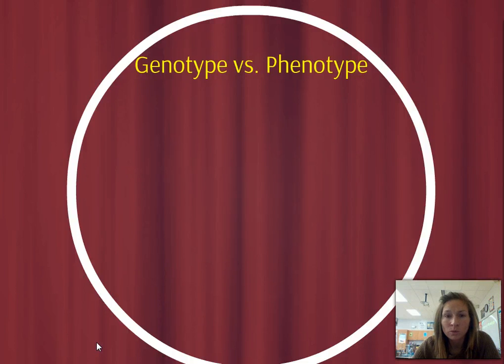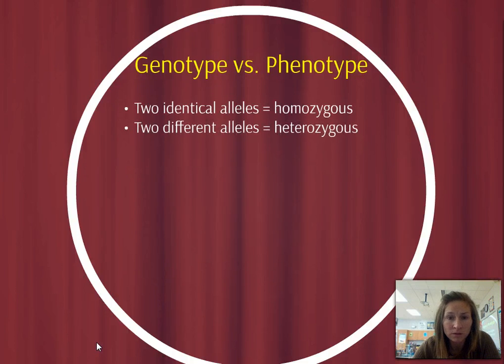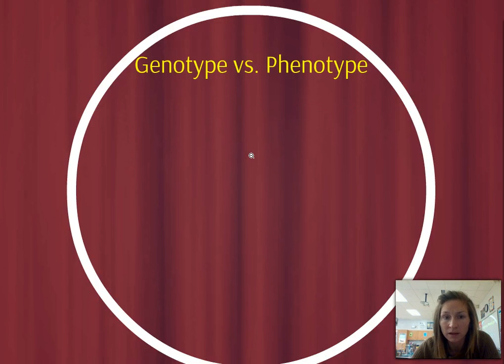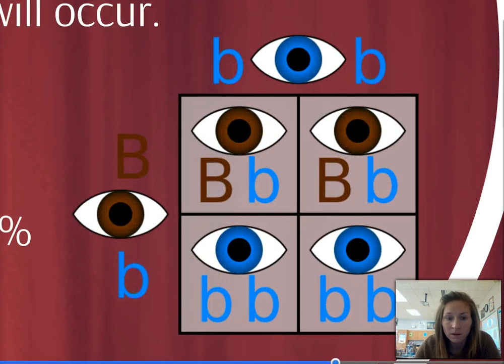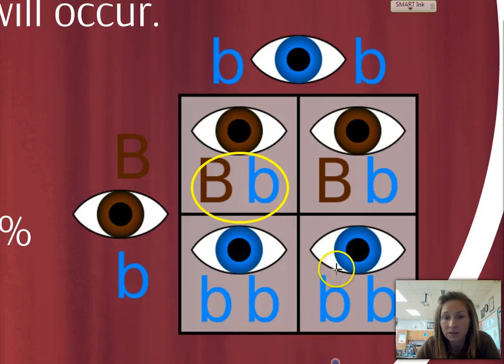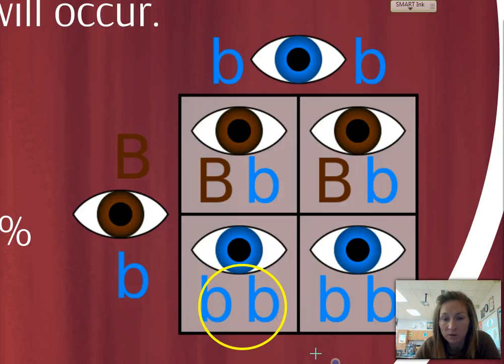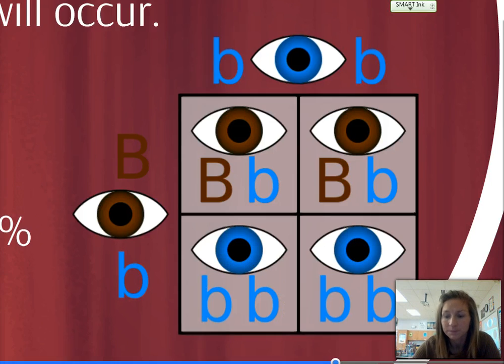All right, so what I've been showing you are genotypes and phenotypes. When we have two identical alleles, or those letters that I've been using to represent the phenotypes, we call that homozygous. If we have two different alleles, we call that heterozygous. So going back here, if I were to have this situation, that is heterozygous because there are two different traits. This situation has two of the same alleles, so it is homozygous. If I had two capital B's, that would also be homozygous.